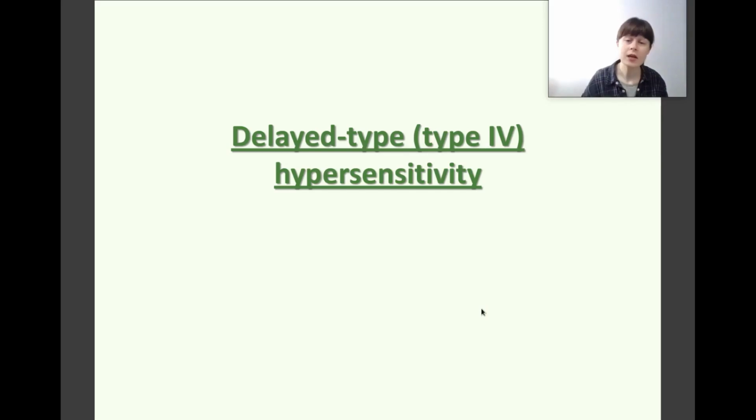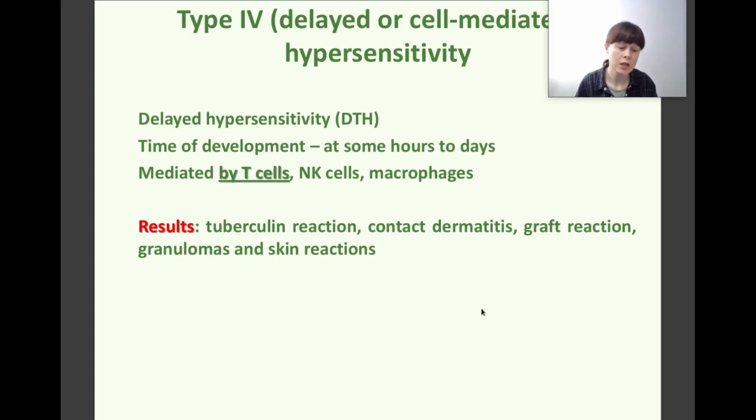And the last one, and maybe the most interesting, delayed type hypersensitivity. This hypersensitivity differs from other types in various ways. First one, this is delayed type. This means that this type occurs after 48-72 hours of antigen exposure.